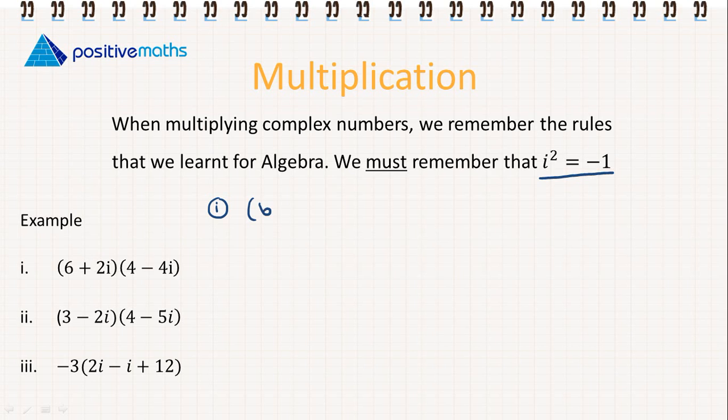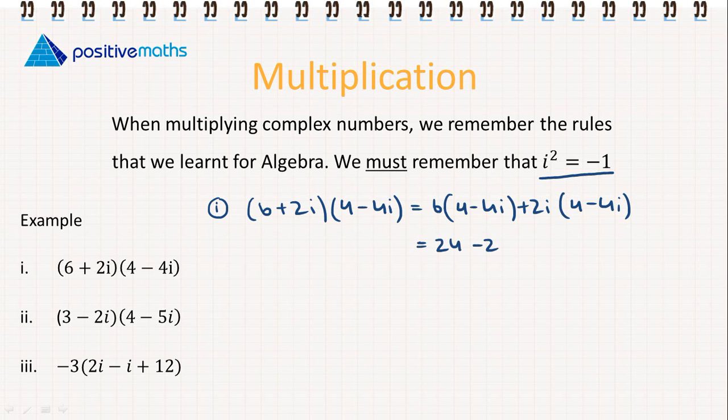The first one, we have 6 plus 2i multiplied by 4 minus 4i. So this is going to give us 6 multiplied by 4 minus 4i, plus 2i multiplied by 4 minus 4i. So we multiply our 6 into our first bracket and we get 24 minus 24i. Then we're going to multiply 2i into our bracket. We're going to get plus 8i minus 8i squared.